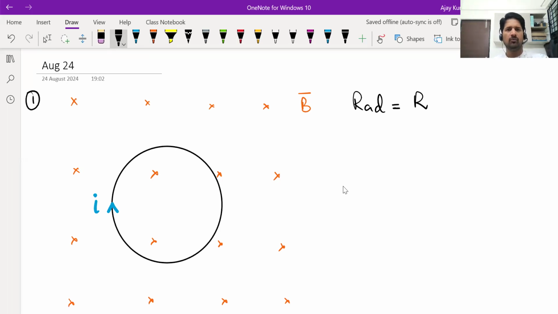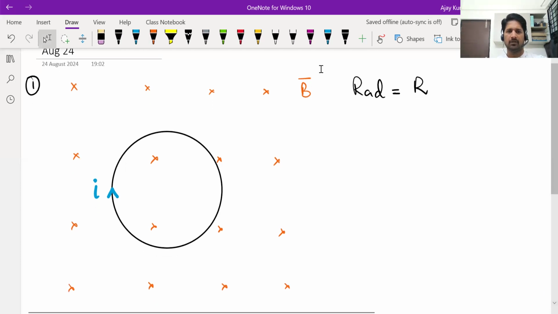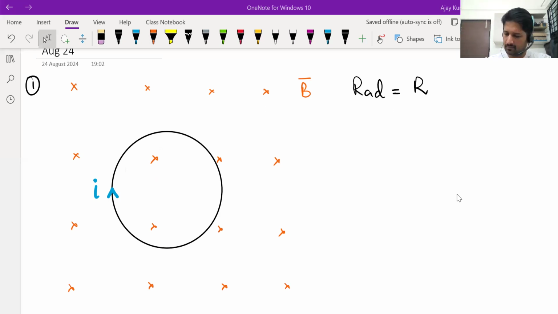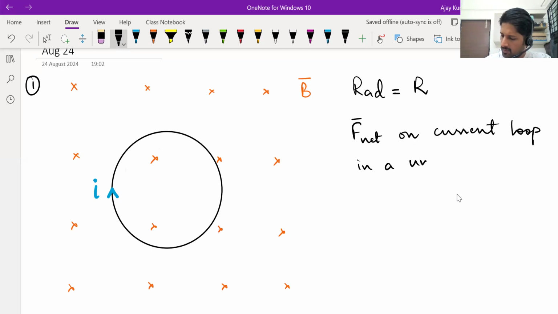What does a current carrying loop behave like? Anyone? A dipole, sir. A magnetic dipole. And when you place a dipole in a uniform magnetic field, what is the net force experienced by it? Net force on a current loop in a uniform magnetic field. How much will that be?